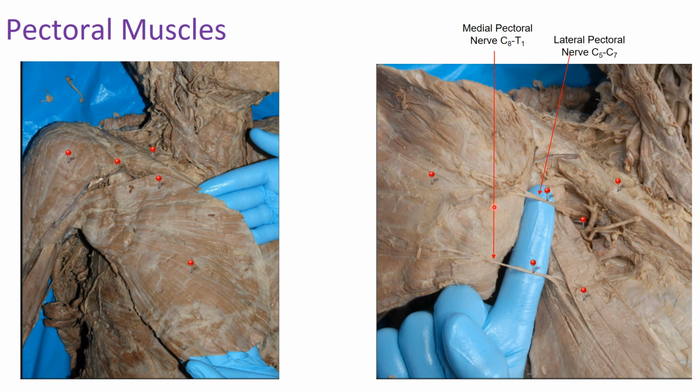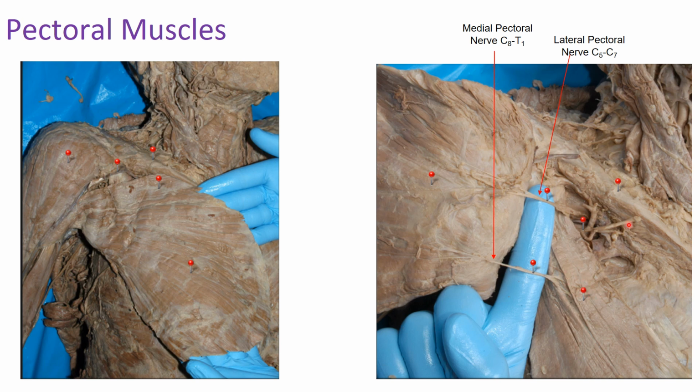If you think back to our previous slide, we said the medial pectoral nerve, which is C8 and T1 spinal segments, is innervating both the pectoralis minor as well as a portion of the pectoralis major. The lateral pectoral nerve, on the other hand, the spinal segments C5 through C7, is only innervating the pectoralis major muscle and not the pectoralis minor muscle.